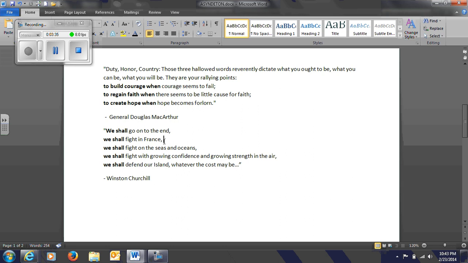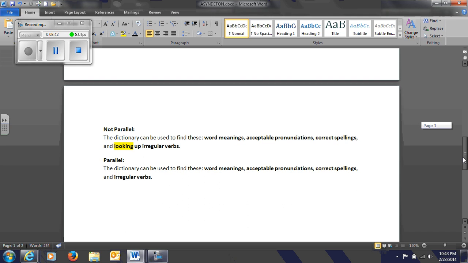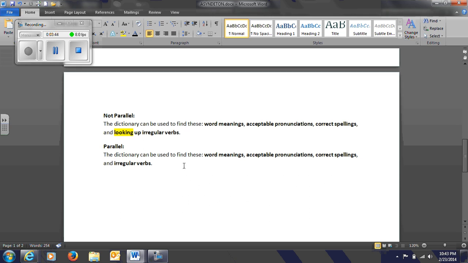You notice we see commas here at the end, so therefore these things generally go together. Let's take one more look at a list that is not parallel and parallel. And this one: the dictionary can be used to find these word meanings, acceptable pronunciations, correct spellings, and looking up irregular verbs. You'll notice I have this highlighted here. Looking up here, this participle in a sense makes this fail to be a parallel structure.